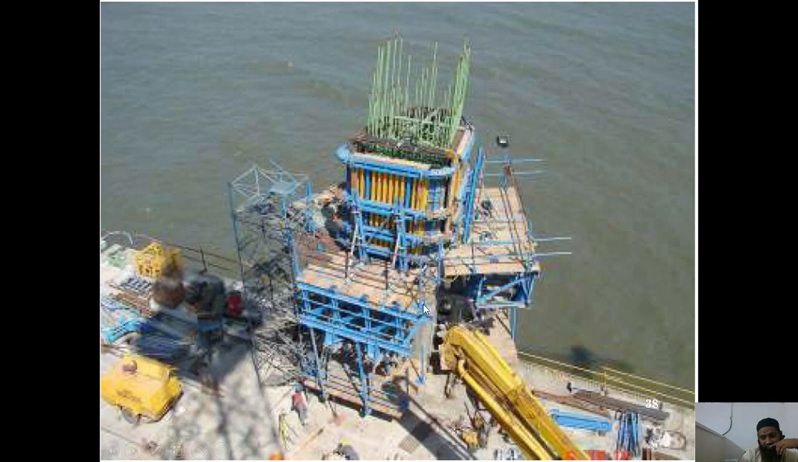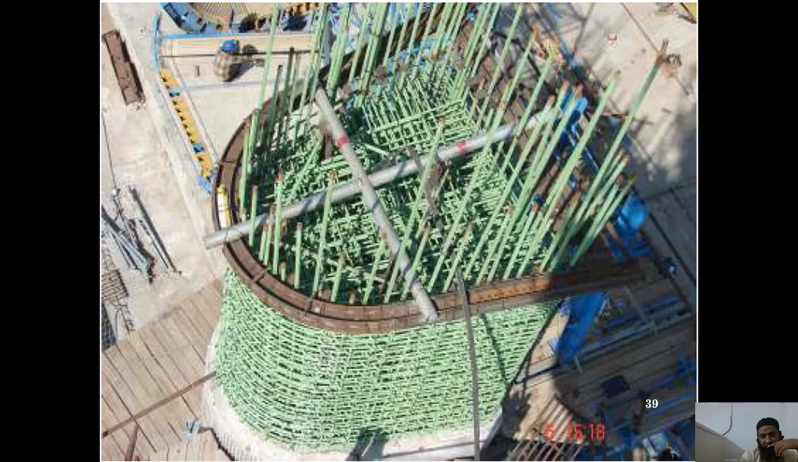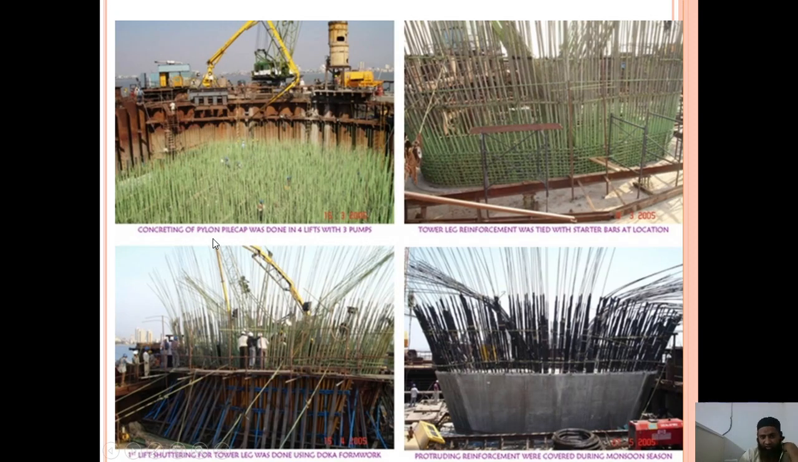The base has been erected, the foundation has been erected. Over this the pylon is to be constructed. You can see this reinforcement. As explained in the previous slides, the 20 mm dia bars are erected here. They have been placed here, and the rest of the bars are shown here. The concreting of the pile cap was done in 4 lifts with 3 pumps. 3 pumps were needed to concrete this pylon cap. Lower leg reinforcement was tied with starter bars at location. You can see here how the lower legs were casted.